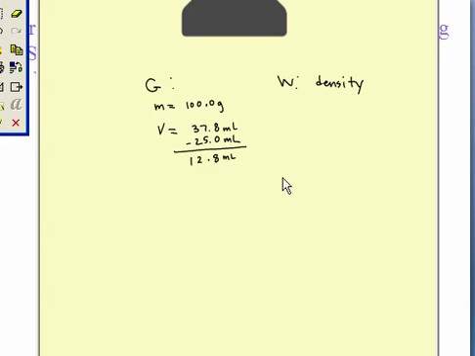and this is my answer in correct sig figs. Both of these values have our last significant digit one place after the decimal point, and so that's where my last significant digit is for my answer. So we're going to apply our equation that density is mass over volume, and so the mass is 100.0 grams and the volume is 12.8 milliliters.